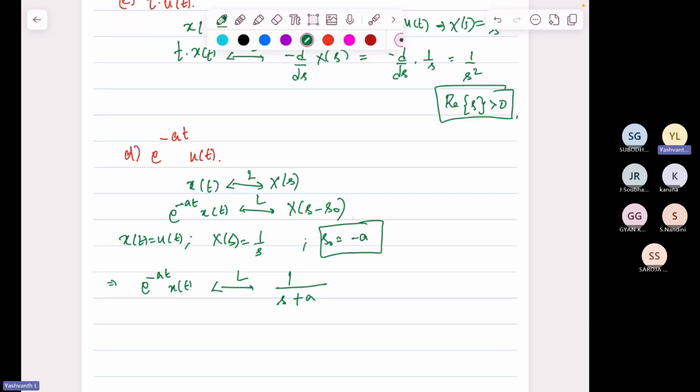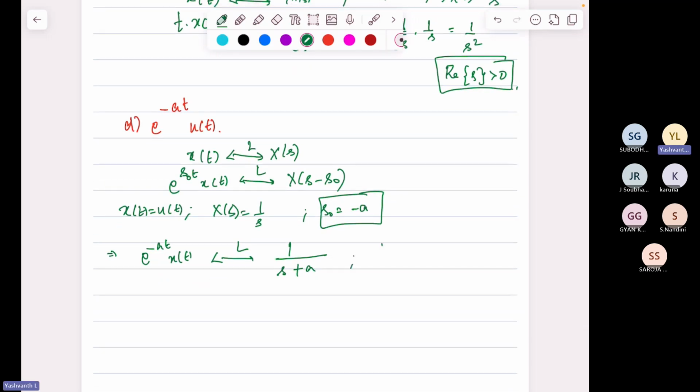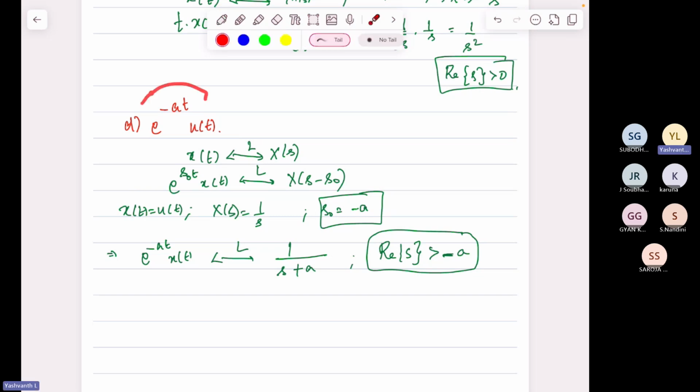Well, this is e power s naught t, not e power. Okay, maybe I made a mistake here. This is just s naught t. Okay. And what is the ROC? Real part of s greater than minus a. See, this is how to cross verify whether it's a correct ROC or not. Look at the signal. It's a right-sided signal, so the ROC should be right-sided. So it is a correct ROC.